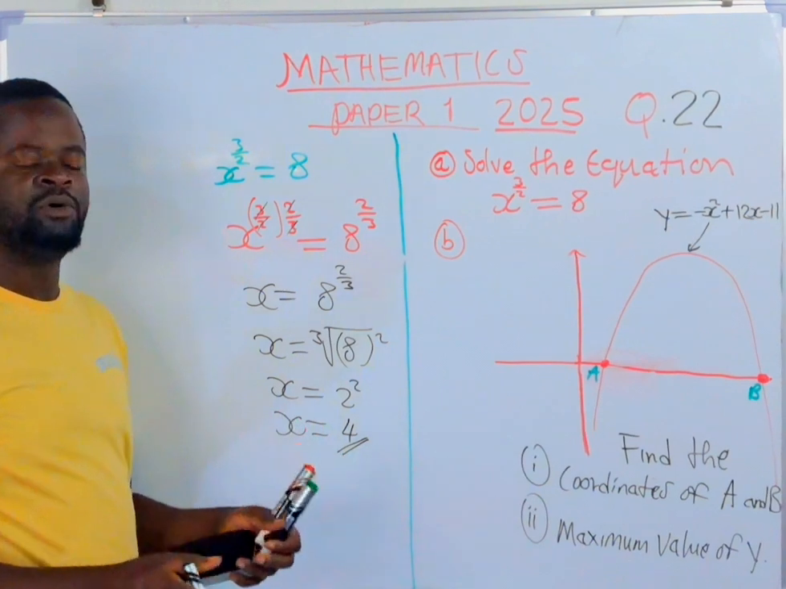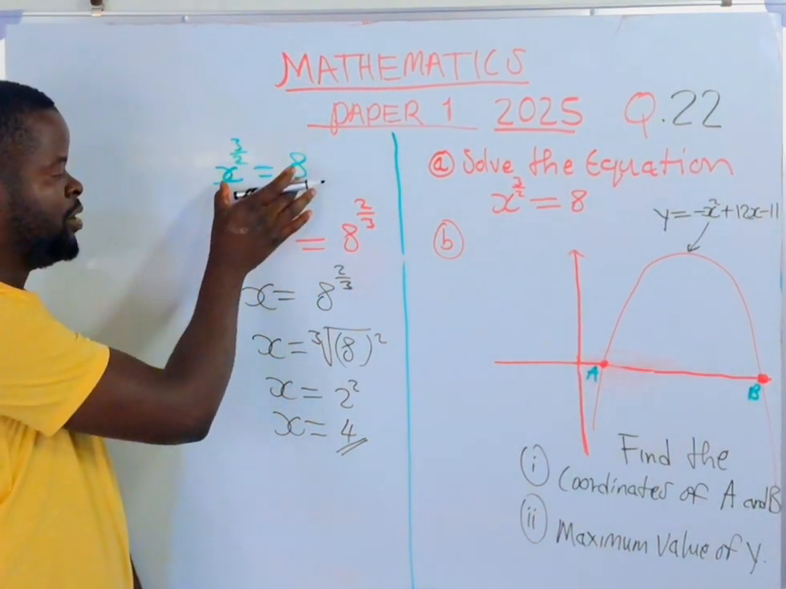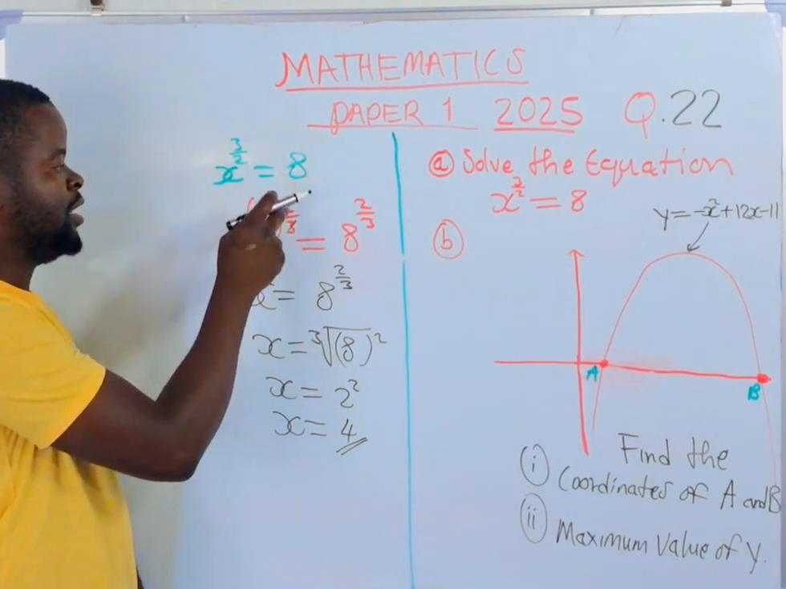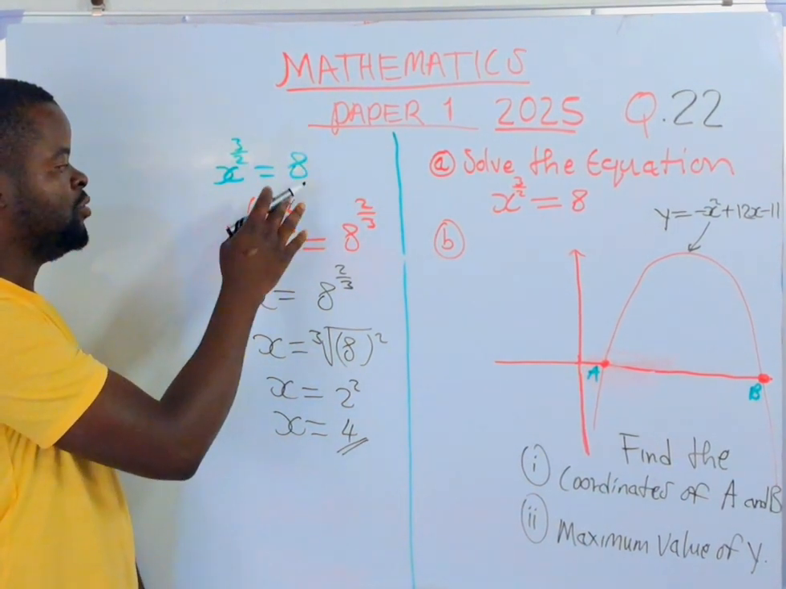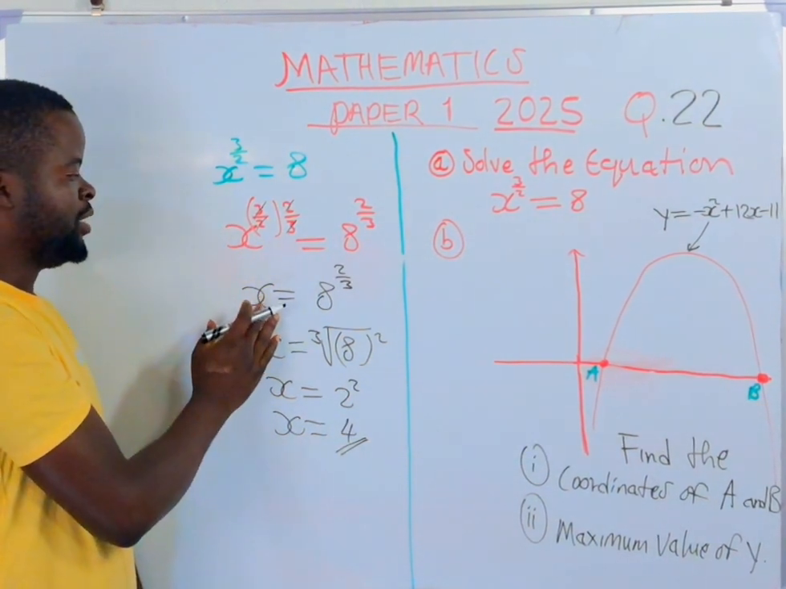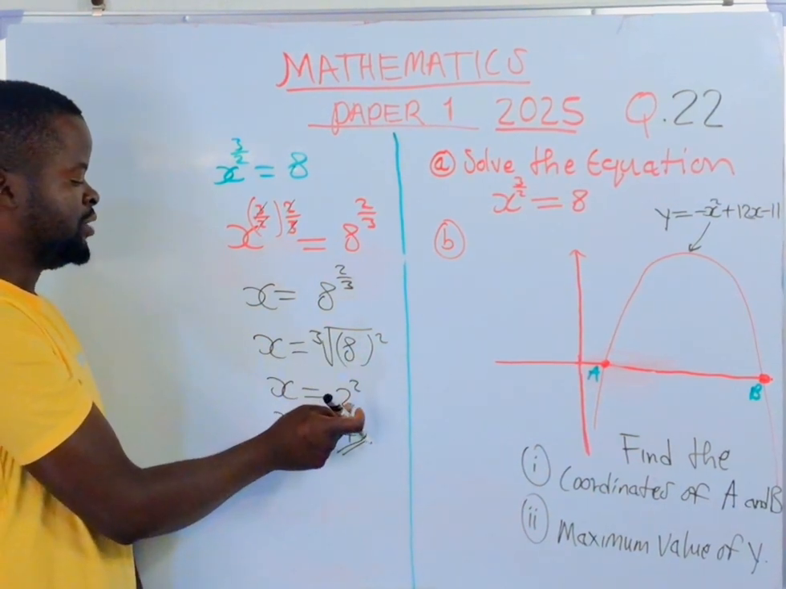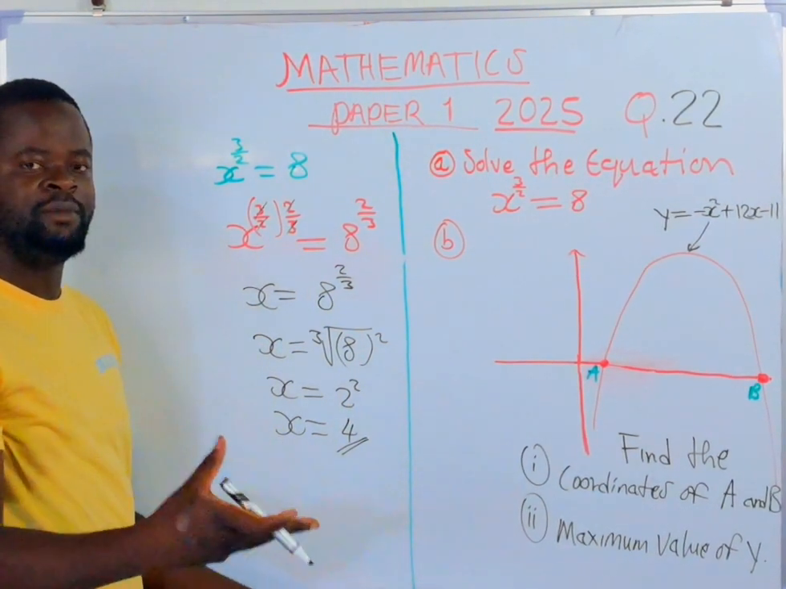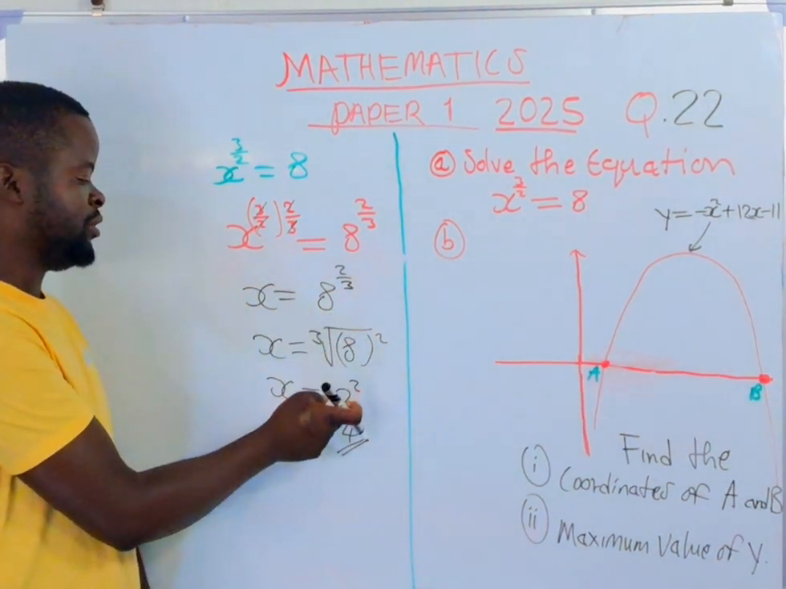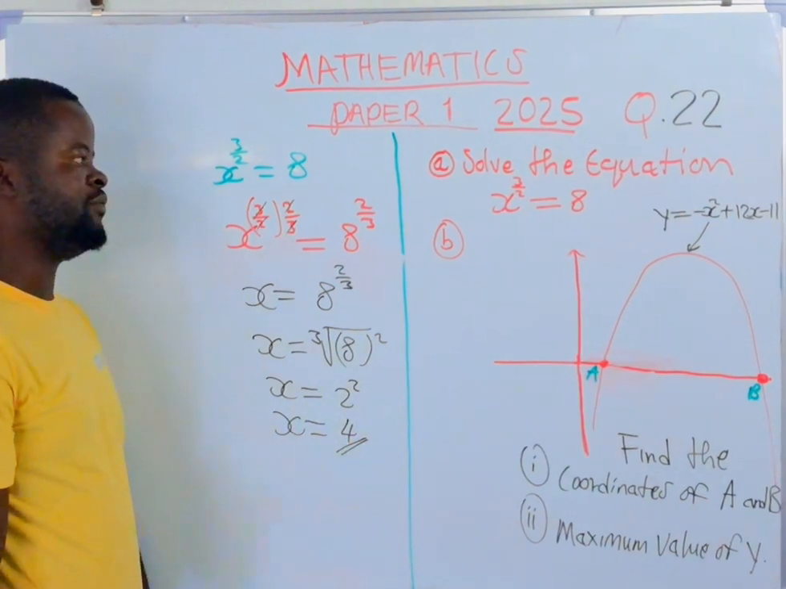This is how simple the question was. Remember, it is the power rule that gets rid of the power 3 over 2, just by multiplying the power by 2 over 3 on both sides. Then when we remain with x, this signifies that you are finding the cube root of 8, which is 2, because a cube root means a number that multiplies itself 3 times to give you 8. So 2 to the power 2 simply means 4. This is the value of x.